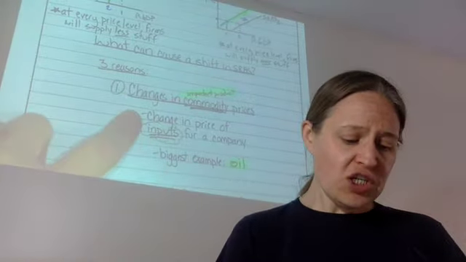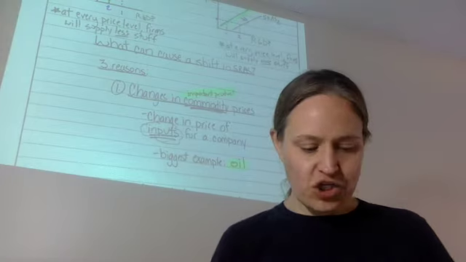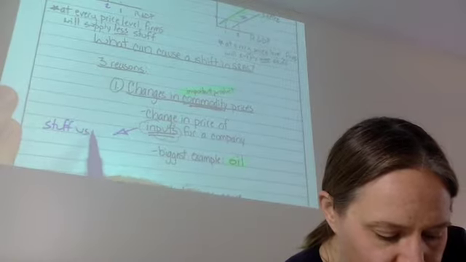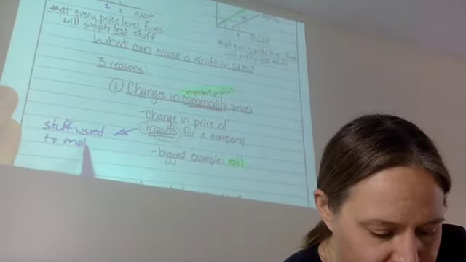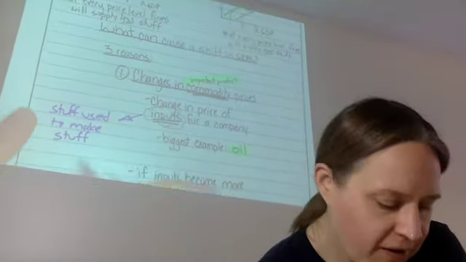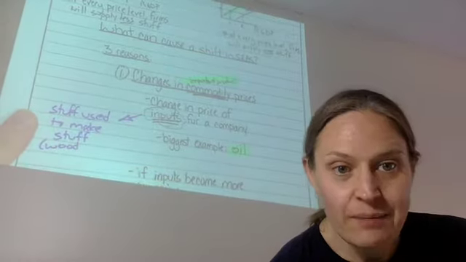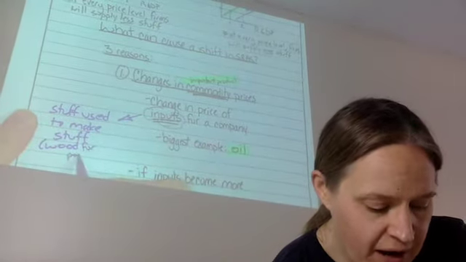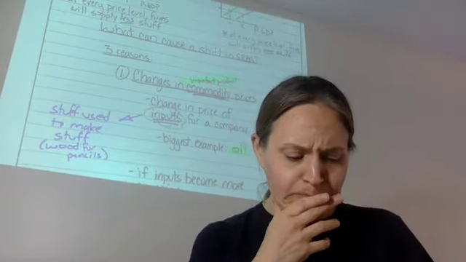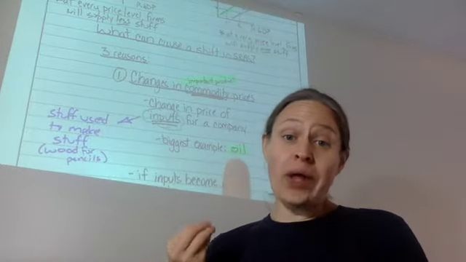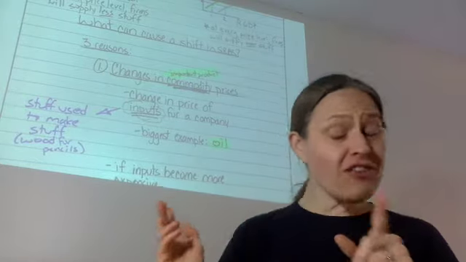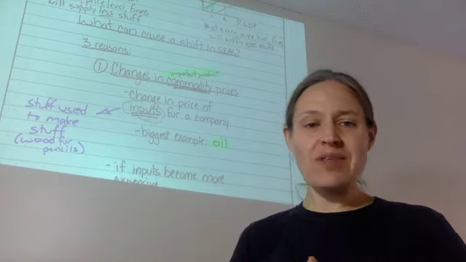So if the price of inputs for a company changes. Remember, inputs are stuff used to make stuff. For example, we often use the example that wood is an input for pencils. In order to make those pencils, they have to buy the wood for it. Our biggest example here is oil, because oil is used in the production of so much stuff. It's used to transport our goods around. So it's a really big example.